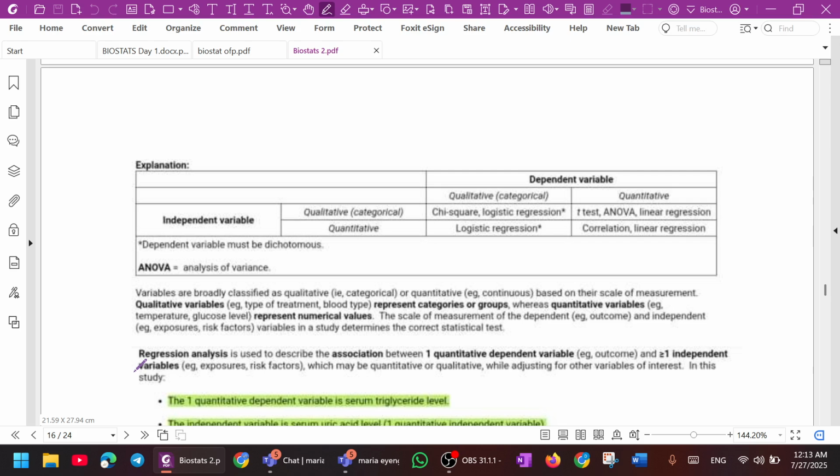Variables are broadly classified as qualitative and quantitative based on their scale of measurements. Qualitative variables, type of treatment and blood type, represent categories or groups, whereas quantitative variables, temperature and glucose level, represent numerical values. The scale of measurement of the dependent outcome and the independent exposure or risk factor variables in a study determines the correct statistical test.